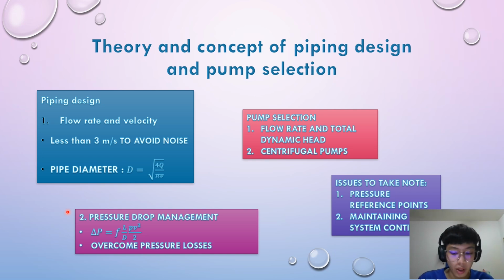The pressure drop we calculate using the Darcy-Weisbach equation, where f is the Darcy friction factor, L is the pipe length, D is the pipe diameter, rho is the fluid density, and V is the flow velocity. Managing pressure drop ensures the pump can provide sufficient pressure to overcome this loss. And the pump selection: first, flow rate and total dynamic head.